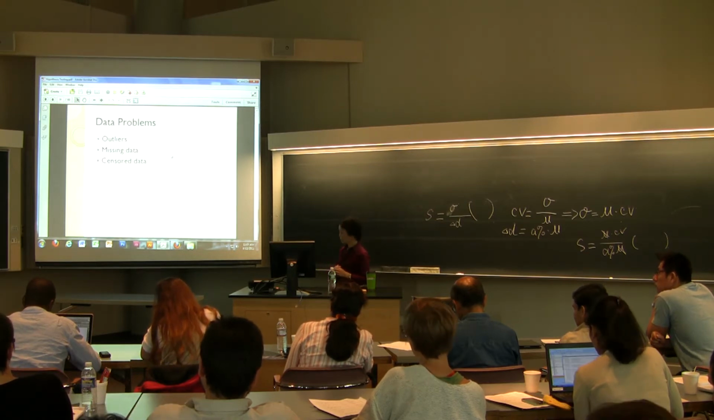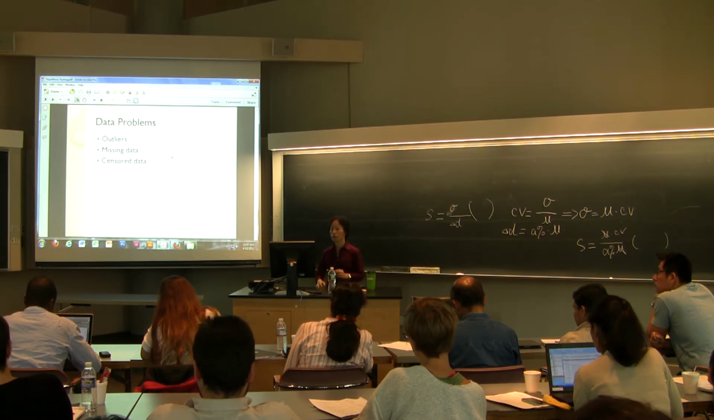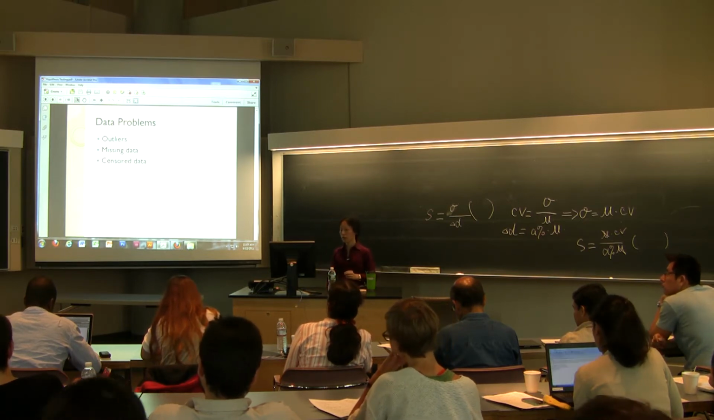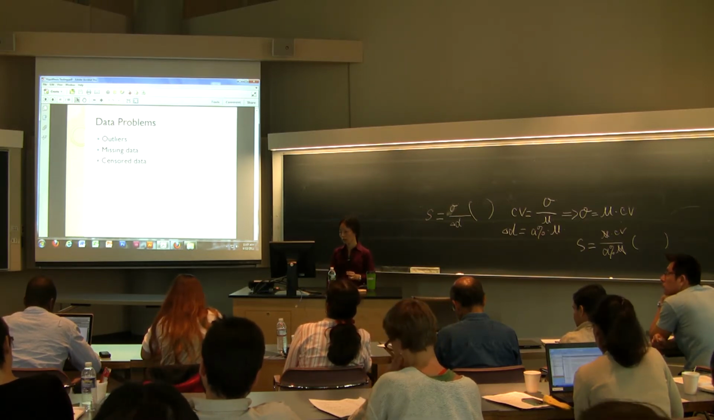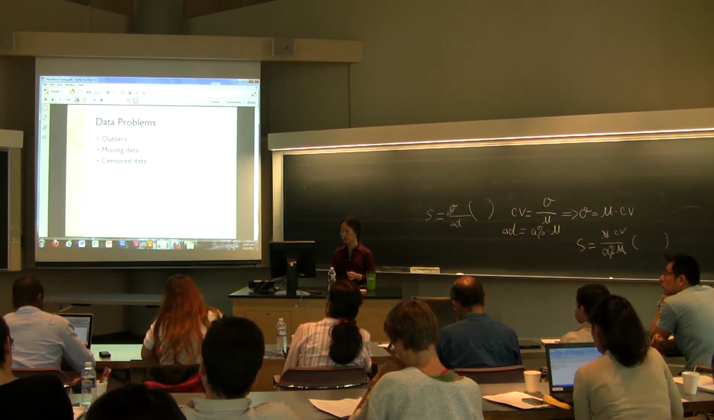Next, I'm going to talk about data problems. One type of data problem is outliers. Another is missing data, how to deal with missing data, and also censored data.